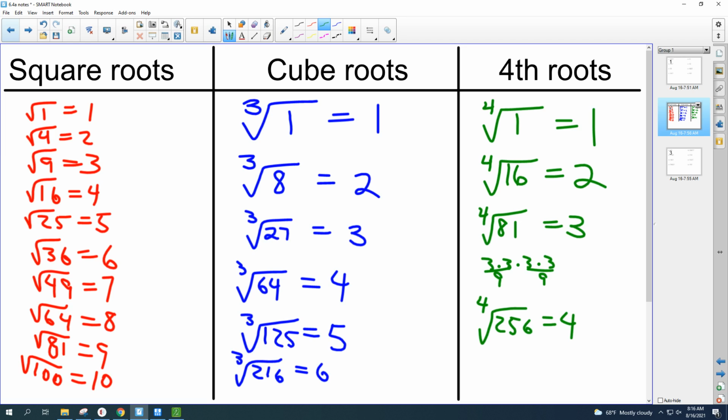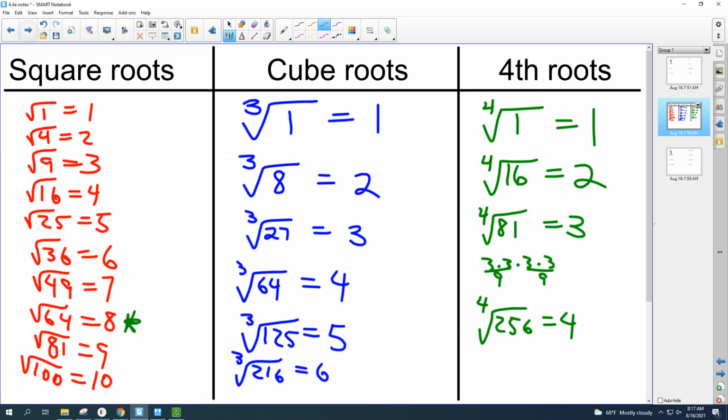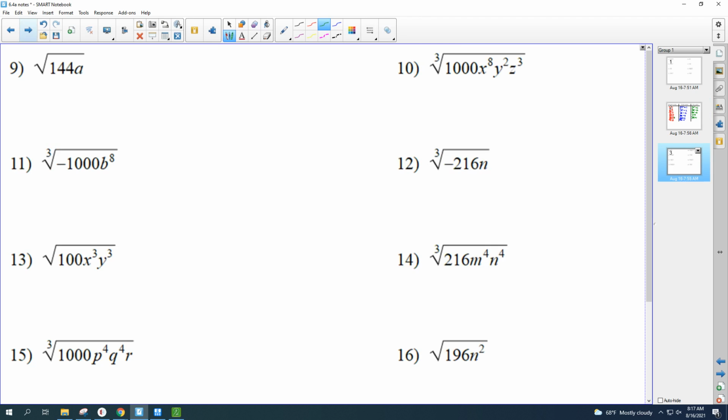If I did, let's say, right here, this one right here. The square root of 64 is 8. Everybody knows that, right? But what you might not have known is 64 to the 1/2 power is the same thing as the square root, which is 8. Okay, so a square root is like a 1/2 power. A cube root is like a 1/3 power. A fourth root is like a 1/4 power. We're talking about fractional exponents.